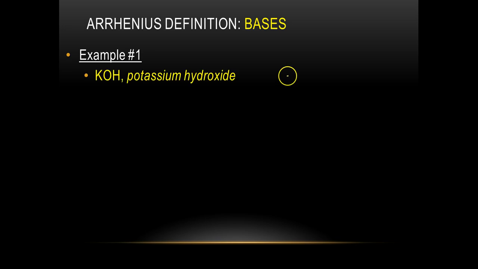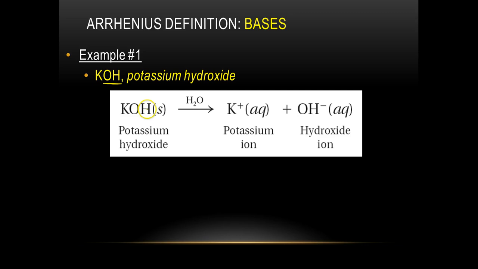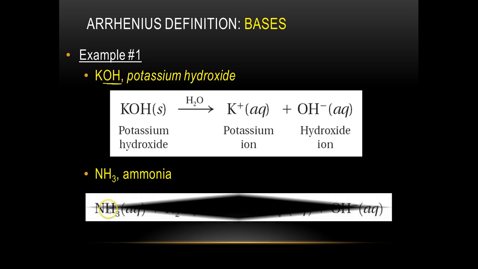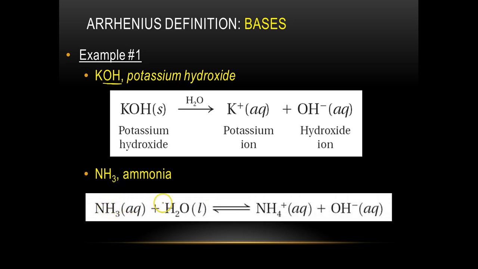Example 1, potassium hydroxide. It contains hydroxide, so that's definitely going to be a base. And your formula, you have your potassium hydroxide. It dissociates into potassium and hydroxide. And you can write these equations in your sleep now after the last unit. And then we have ammonia. Now notice it doesn't contain hydroxide, so it's going to make hydroxide. And we already saw this. One of these hydrogens in the water comes over to the ammonia, and here we have the hydroxide made in solution, so that's why it's a base. So this one would be a strong, and this one would be a weak base.